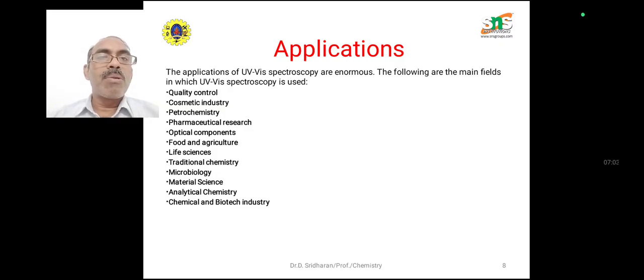Applications of UV visible spectroscopy. It can be used in quality control for the production industry, chemical production industries, pharma industry, cosmetic industry, petrochemical industry, pharmaceutical research, optical components, food and agriculture, life sciences, and basic chemistry research in various areas, microbiology, material science, analytical chemistry, chemical and biotech industries, etc.